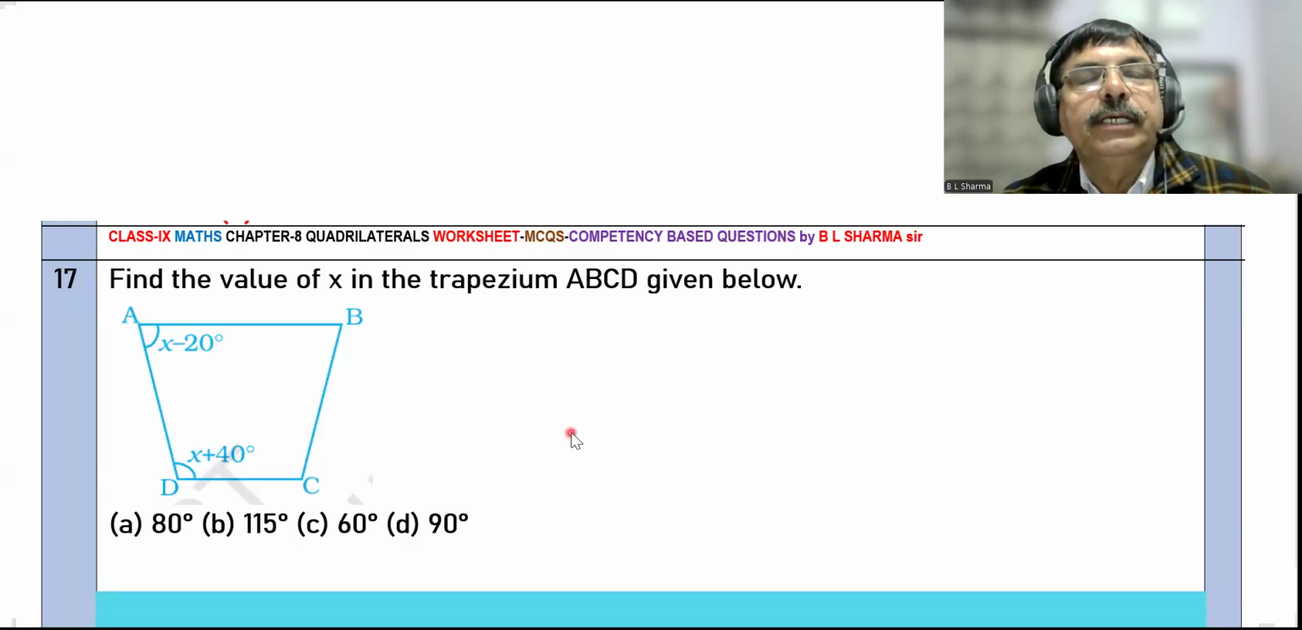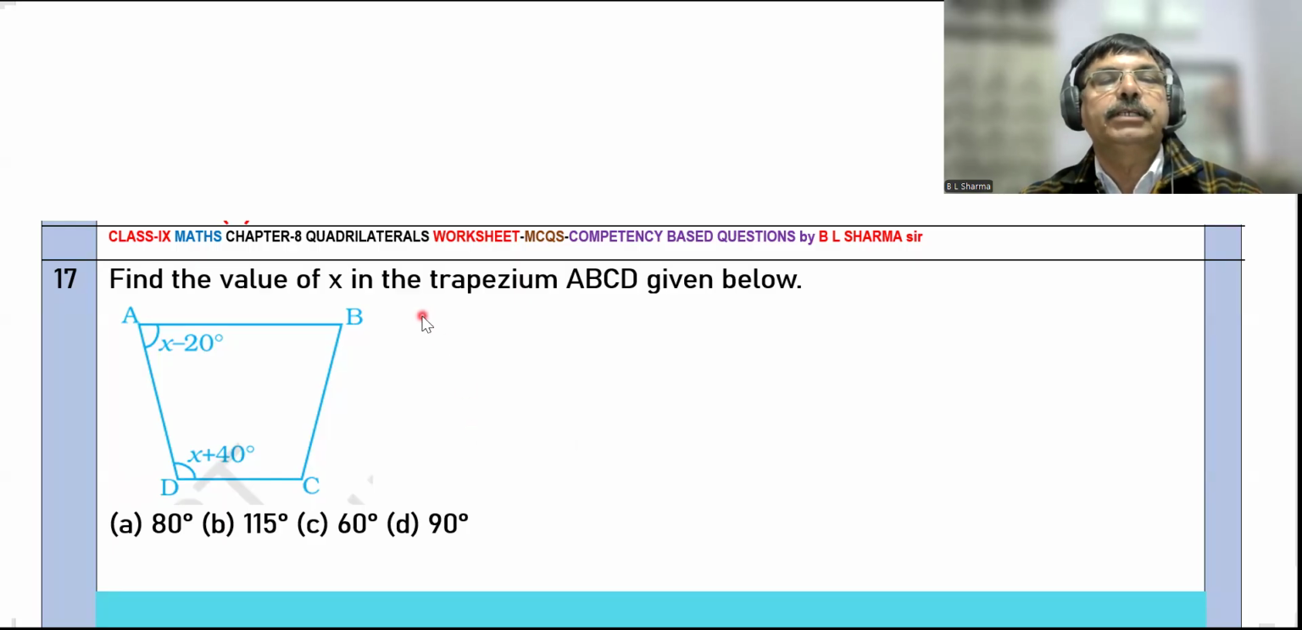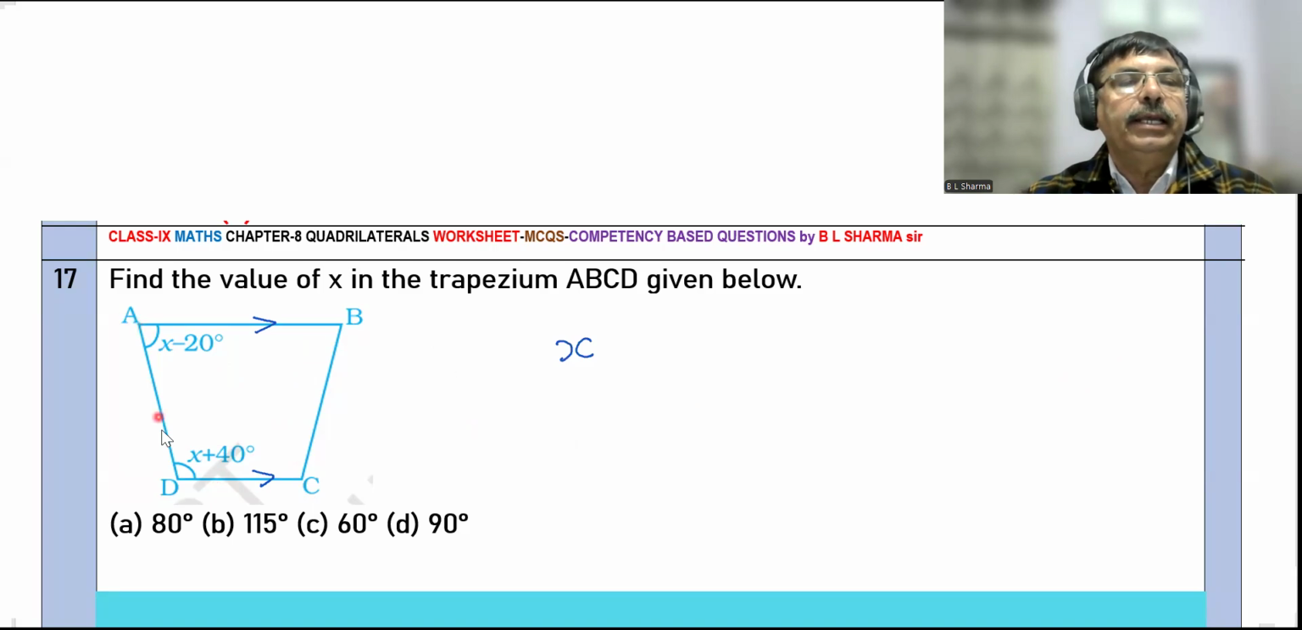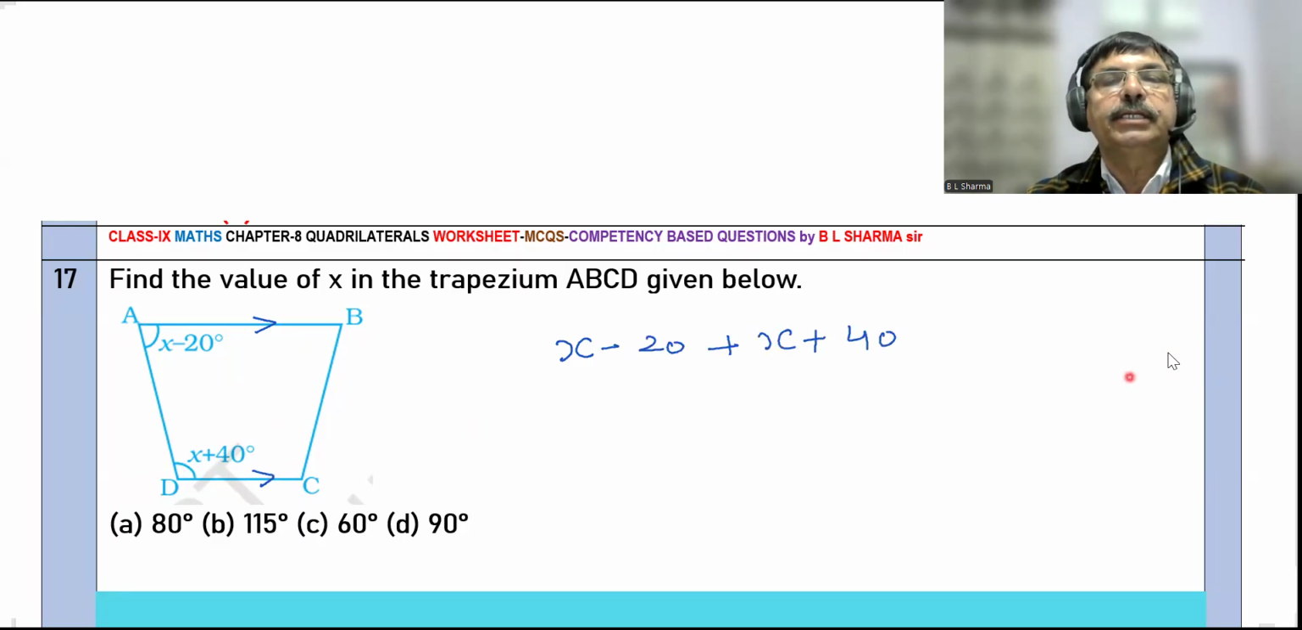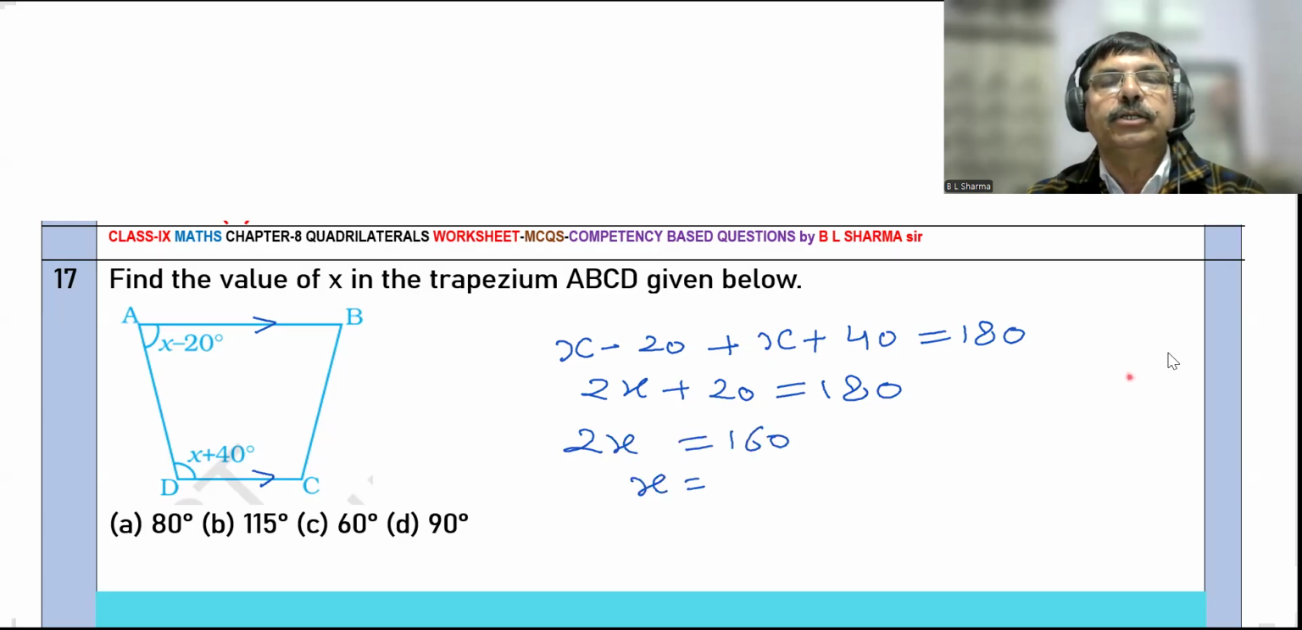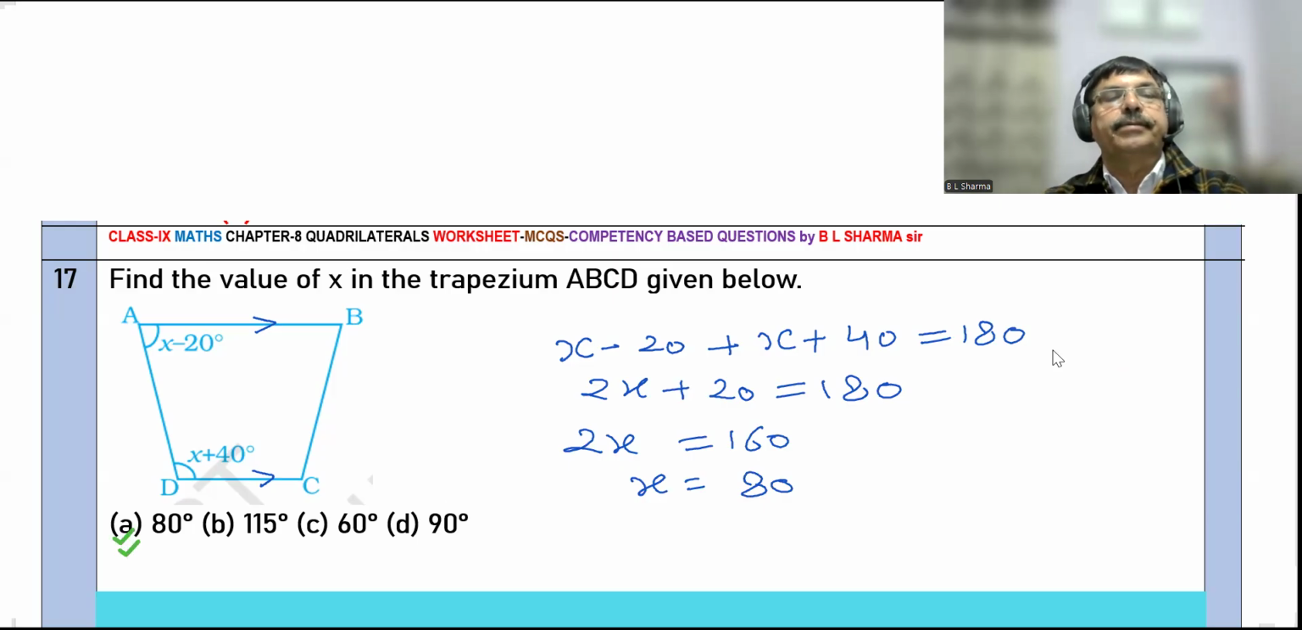Though you have already seen the answer, now it is given that we find the value of x in the trapezium ABCD given below. Here you will see that DC is parallel to AB. So angle A and angle D, their sum will be 180 degrees because these are co-interior angles. So x minus 20 plus x plus 40 is 180 degrees. So twice of x plus 20 is 180. So twice of x is equal to 160, x is equal to 80. So A is the correct option.